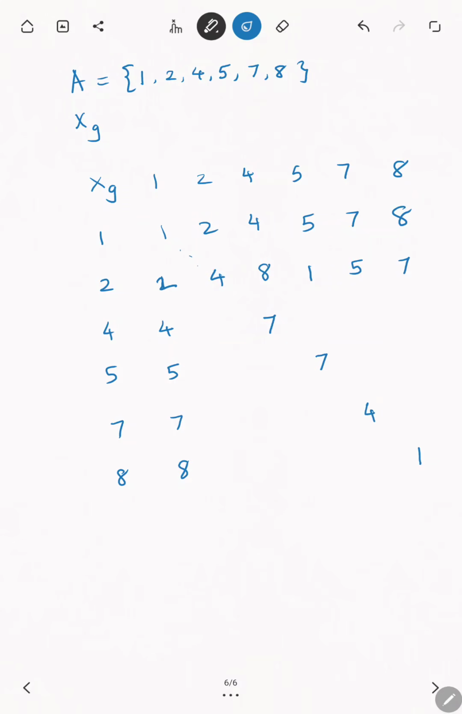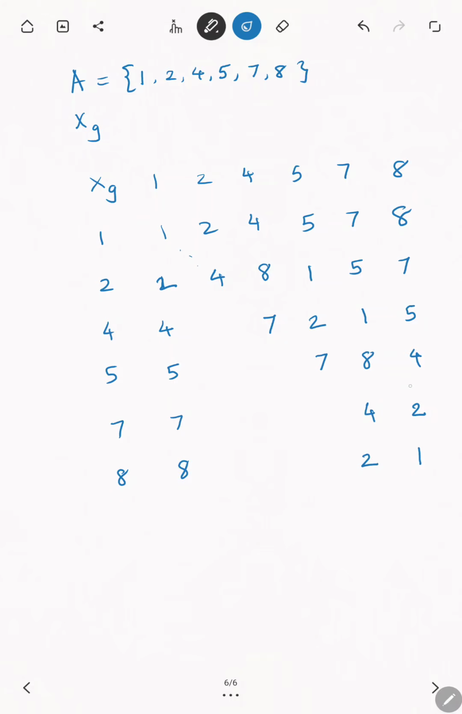So we have filled the diagonal, and now we'll fill only the entries above the diagonal, that is 4 into 5 is 20, 20 mod 9 is 2, 4 into 7 is 28, 28 mod 9 is 1, 4 into 8 is 32, 32 mod 9 is 5, then 5 into 7 is 35, 35 mod 9 is 8, 5 into 8 is 40, 40 mod 9 will be 4, and 7 into 8 is 56, 56 mod 9 will be 2. Okay, and then we fill it symmetrically.